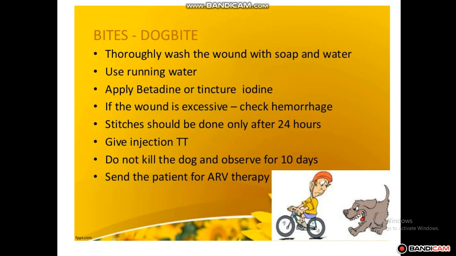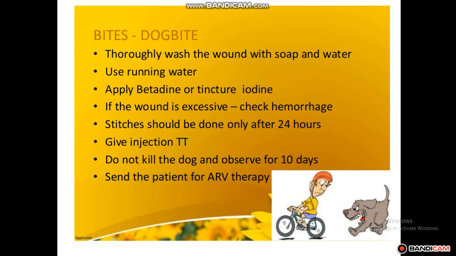Dog bite. Thoroughly wash the wound with soap and water. Use running water. Apply betadine or tincture iodine. If the wound is excessive, check the hemorrhage. Stitches should be done only after 24 hours, and if there seems to be an infection or any kind of rabies-like infection, you have to monitor. Give TT injection. Do not kill the dog. Observe for 10 days. Send the patient for ARV treatment.